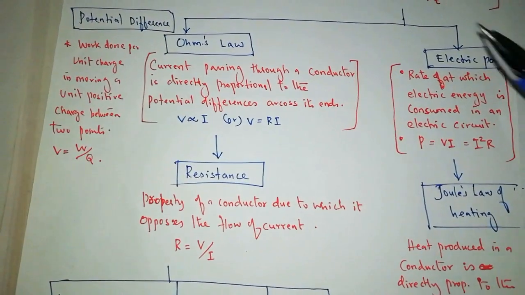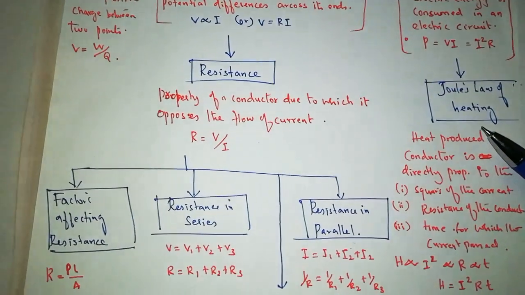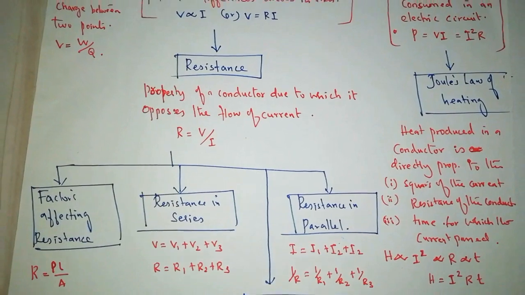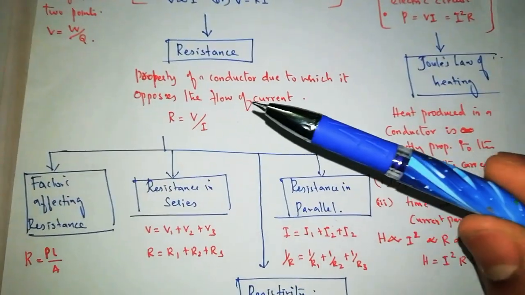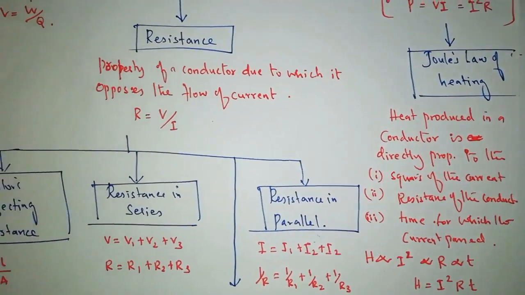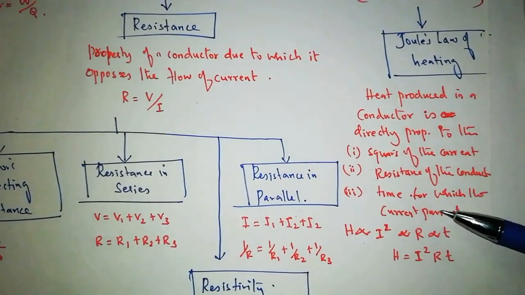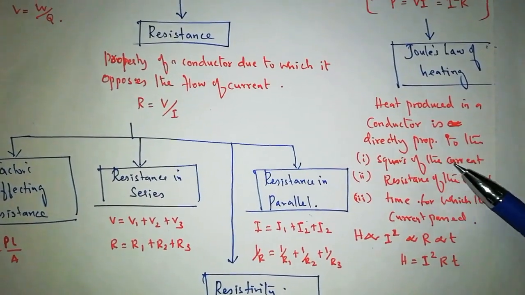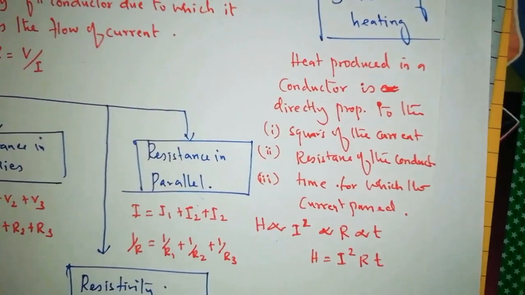Moreover, we will learn electric power and Joule's law of heating. When we are talking about Joule's law of heating, that means heat is produced in a conductor, right? Whenever a current is passed, definitely heat energy is produced in the conductor. Why is it producing heat? Because of these three reasons. It is directly proportional to the square of the current. If the current is more and more, definitely more heat energy is produced.